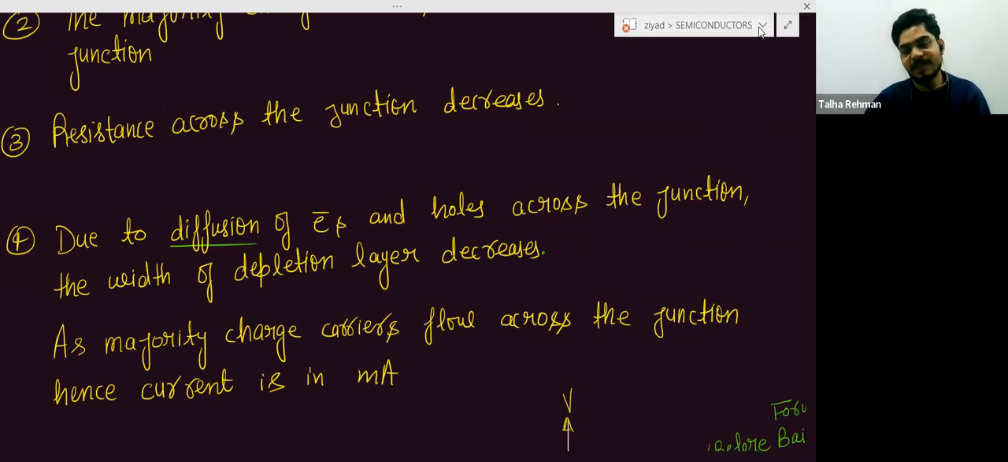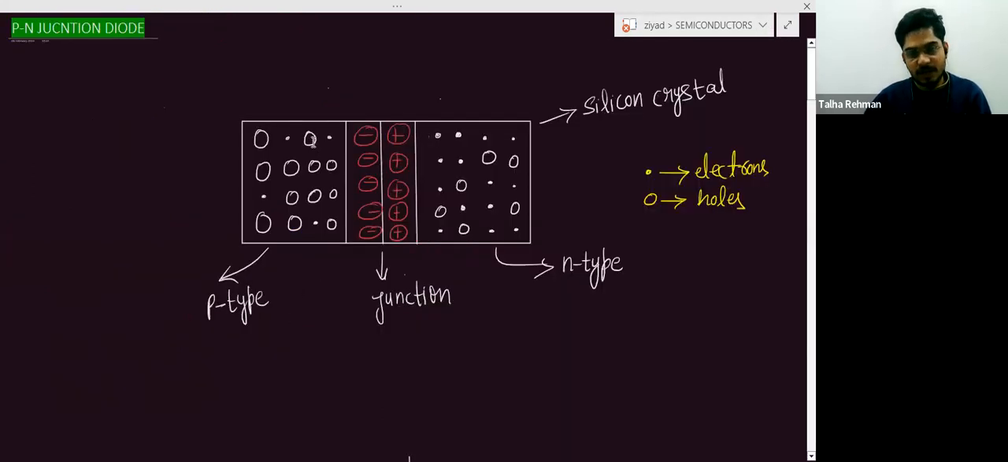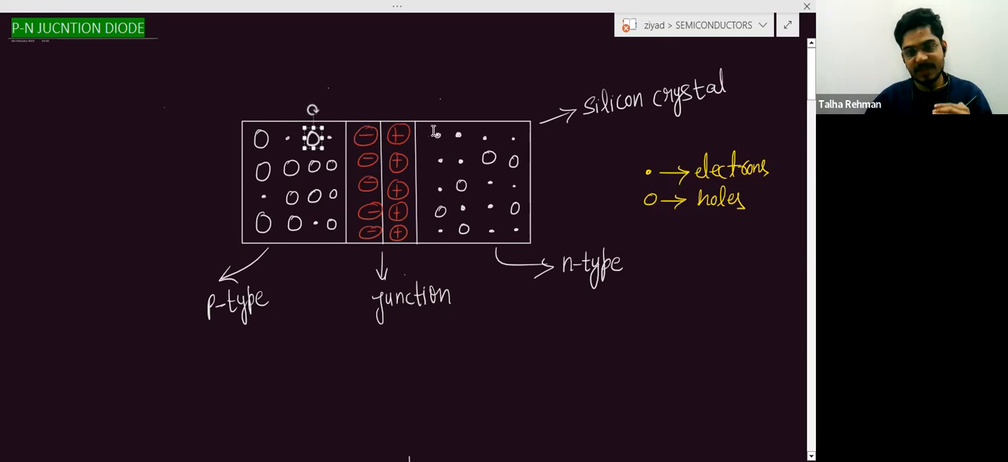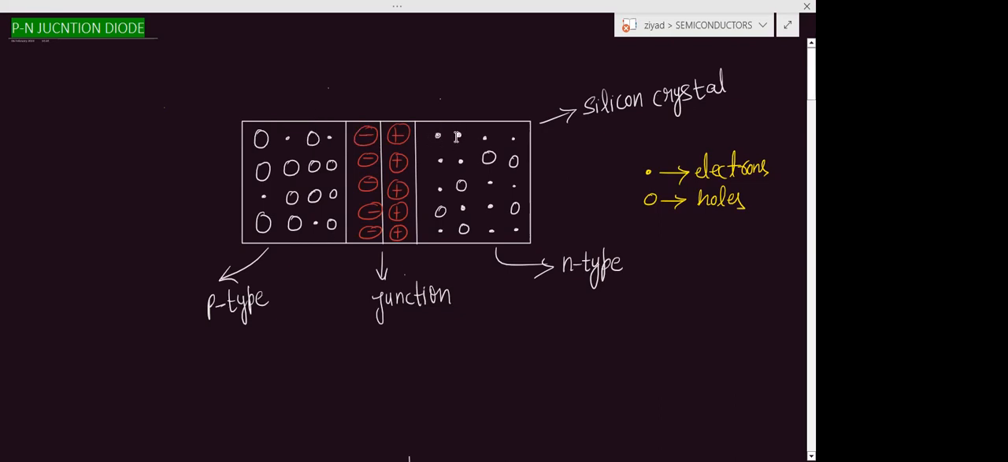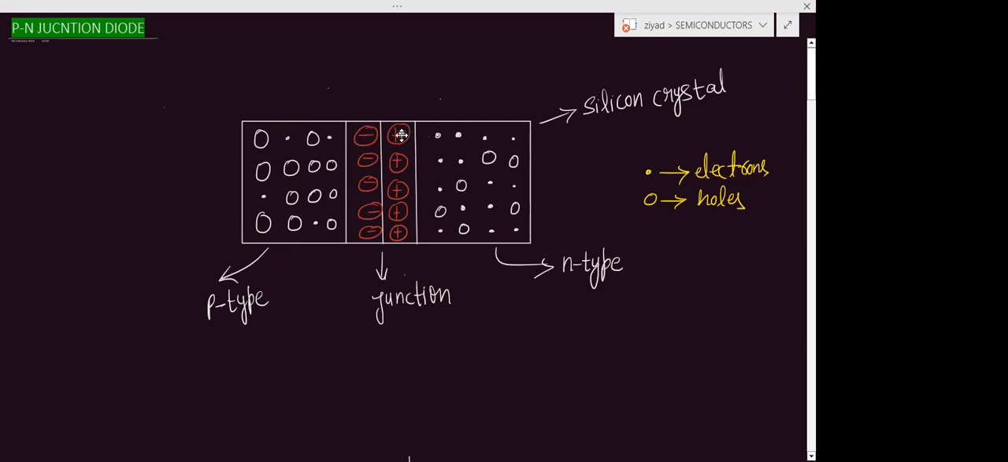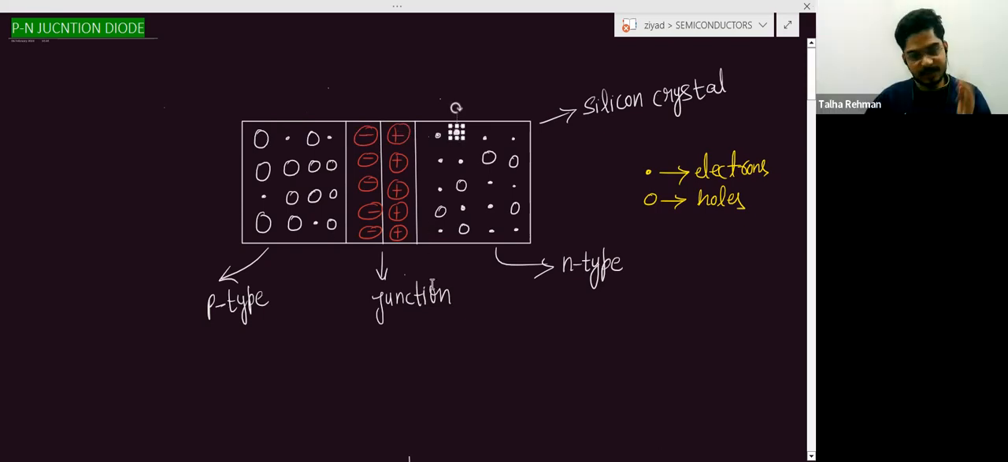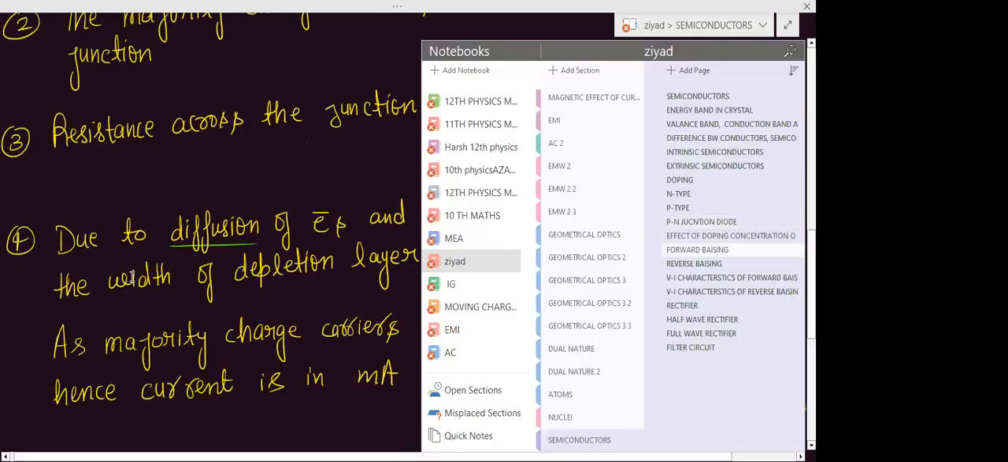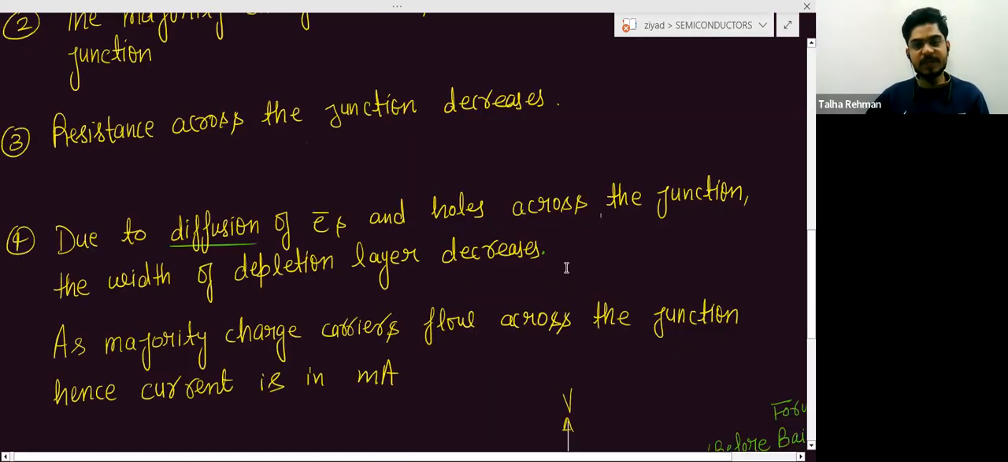decreases. The reason is that when this hole moves to the N side, some of the holes will recombine with negative charge. Recombination will take place, and the thickness of the depletion layer will decrease. And from here, when the electron moves, the electron will recombine with the positive ion. So again, the depletion layer thickness will decrease.